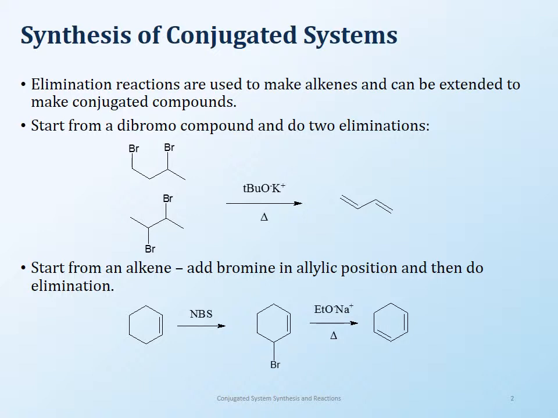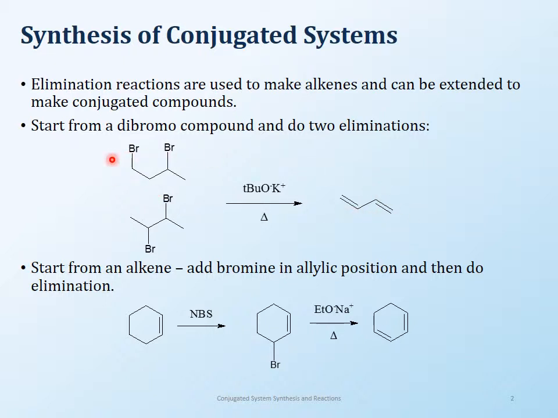Okay, so if you want to synthesize any kind of a conjugated system, then you would do elimination reactions. Essentially, all conjugated systems or isolated systems are double bonds or triple bonds. So the way you make alkenes or alkynes is by elimination reactions. You would start with anything that has a good leaving group, for example bromine or chlorine, and then you will do two eliminations in order to end up getting a conjugated system. So the way your bromines are arranged will dictate what kind of a product you will get.